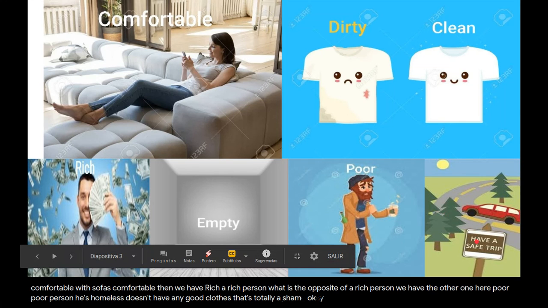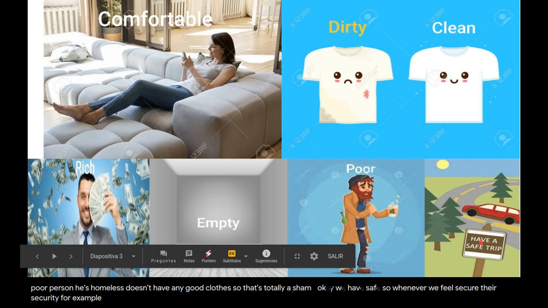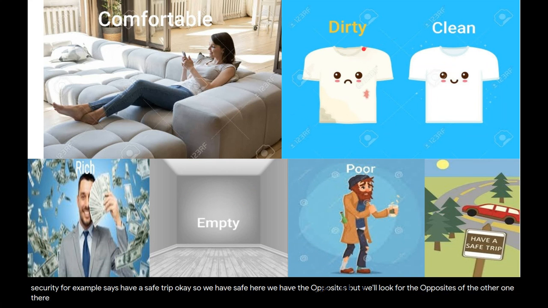Okay, we have safe. So whenever we feel secure, there's security. For example, it says, have a safe trip. Okay, so we have safe. Here we have the opposites, but we'll look for the opposites of the other ones. Dirty and clean, rich and poor. So we have some opposites for these ones in the next slide.